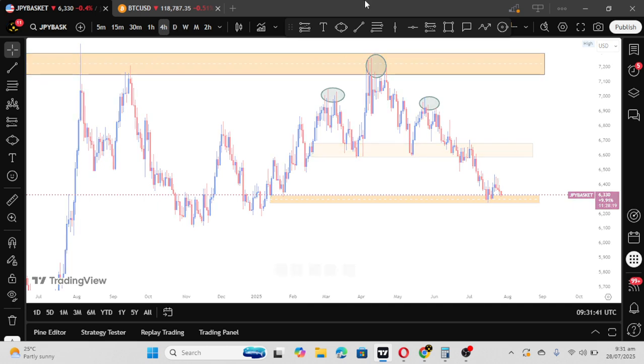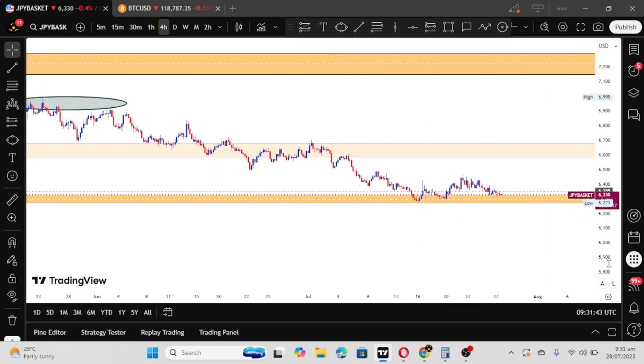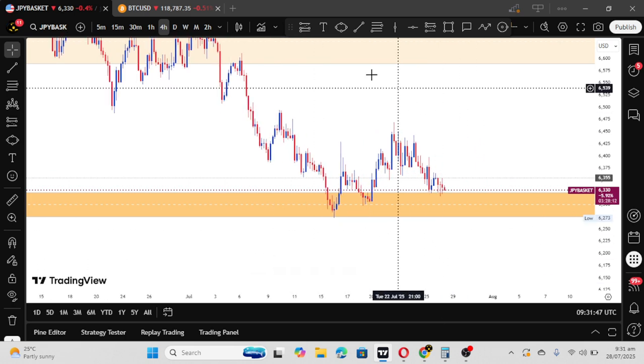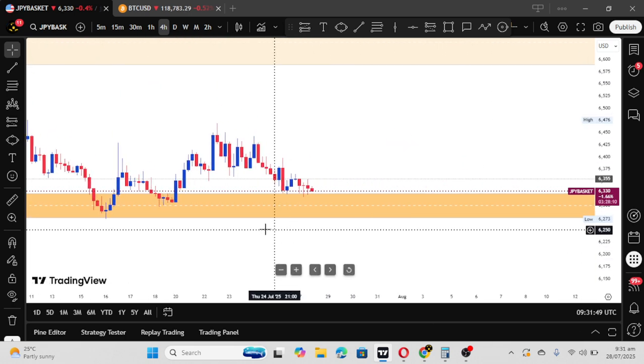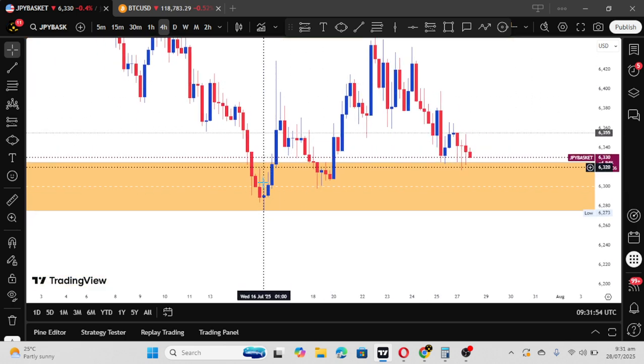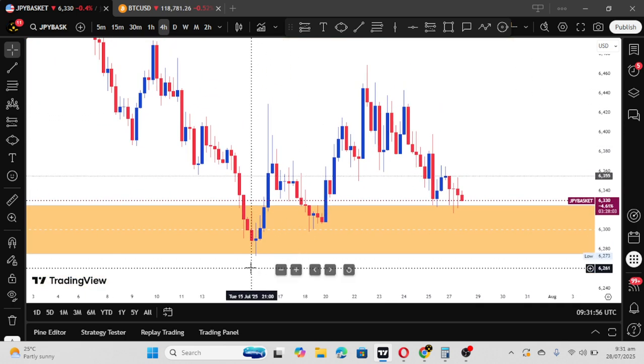So let's go to the 4-hour. You have the full idea of what I'm saying from the daily time frame. On the daily time frame, we have this as our buy zone, of which the price taps in here. You can see there's a push to the upside.